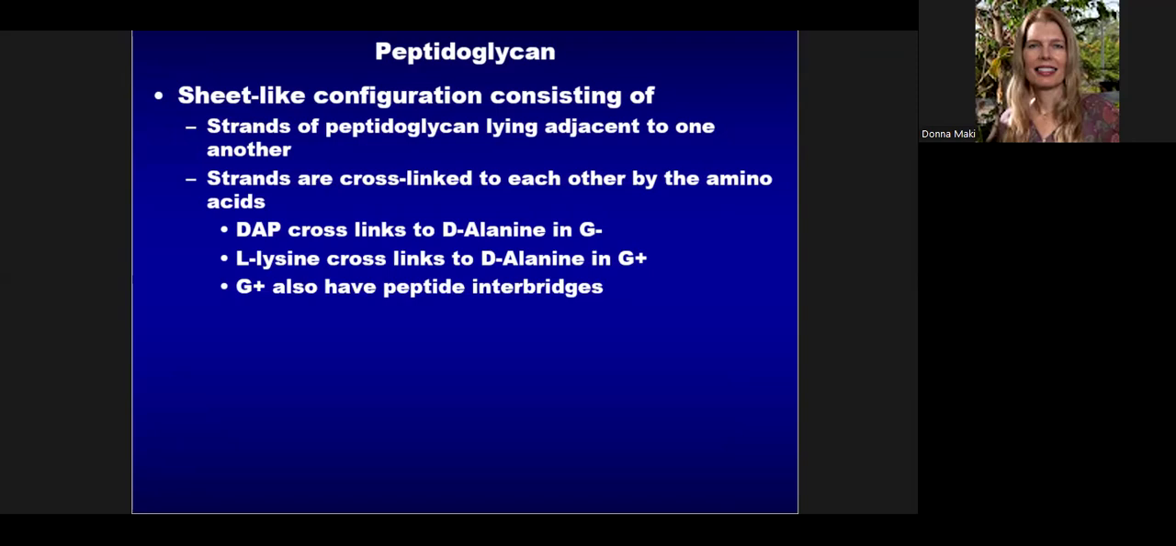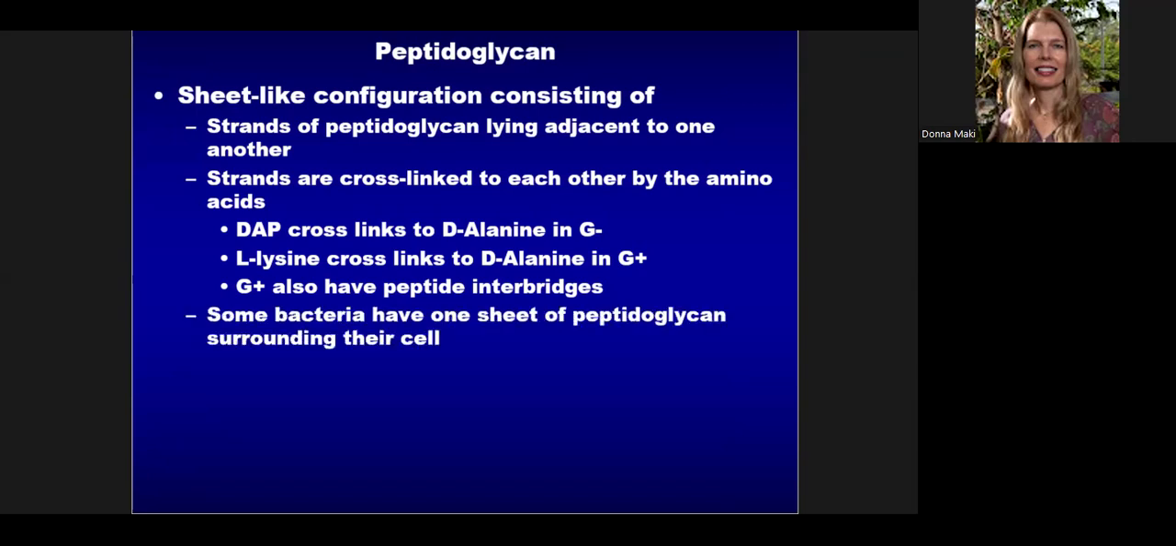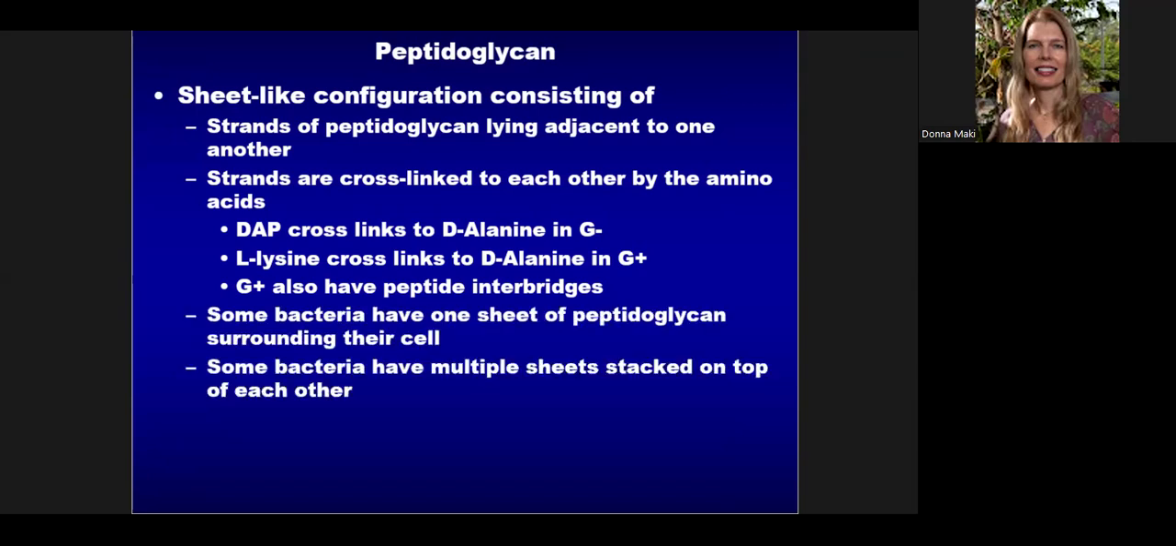Okay, and then there's a little bit of difference here with gram negatives versus gram positive in one of the choices of the amino acids, probably 4. And then I'm going to show you a picture here where gram positives sometimes put in a little added twist where they have an interbridge of some amino acids, and I'll show that to you in a sec here. And then the gram negatives tend to have just one sheet of peptidoglycan. And then the gram positive tend to have many layered and stacked and wrapped around the cell.